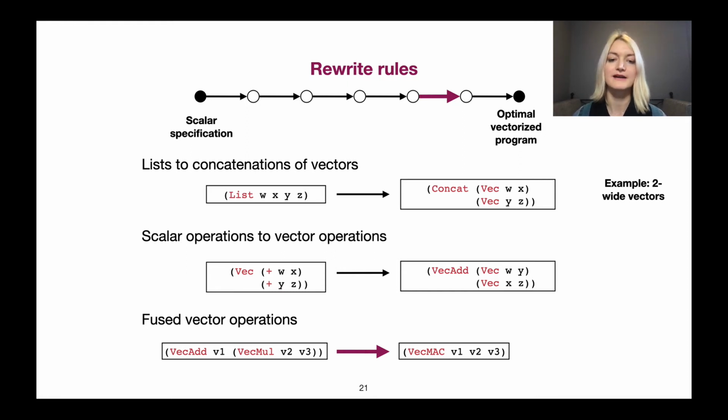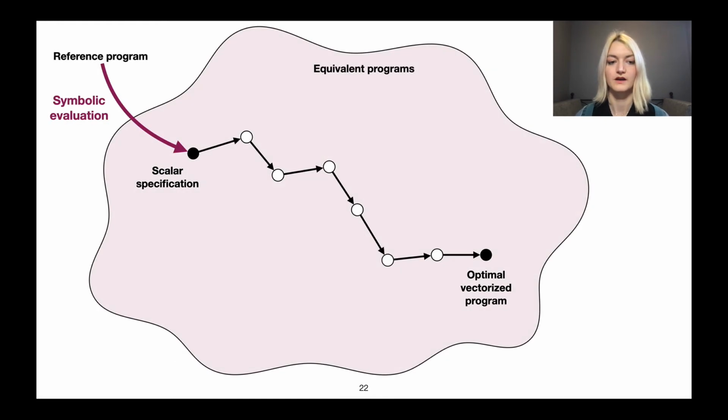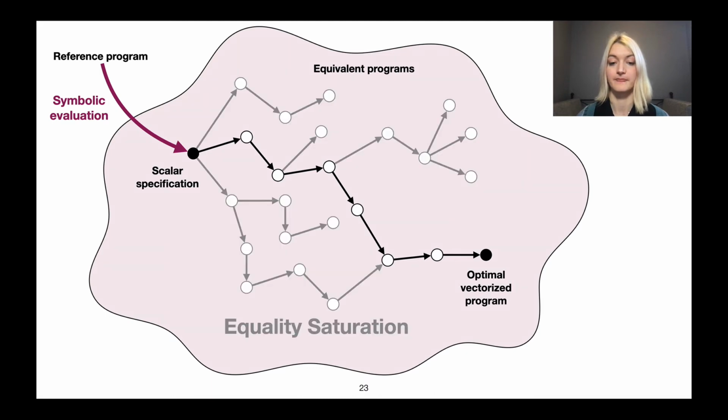But in general, we might not know the order in which to apply these rules because multiple rules could apply at once and produce different final results. This is a core problem in the compiler's literature, and it's called the phase ordering problem, which is, in general, how do we know the order in which to apply our rules in order to reach an optimal program? We can see these two programs, the scalar specification and the optimal vector program, as existing in a large space of equivalent programs, where our entry into this space is achieved via symbolic evaluation on the reference program.